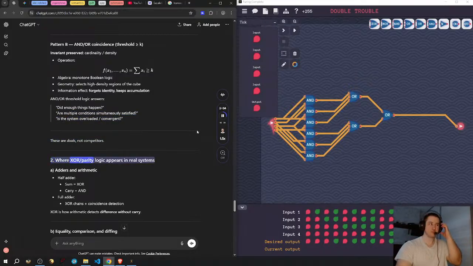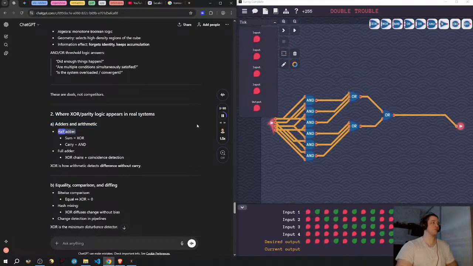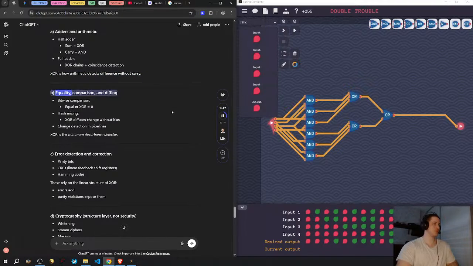2. Where XOR parity logic appears in real systems. A. Adders and arithmetic. Half adder: sum equals XOR, carry equals AND. Full adder: XOR chains plus coincidence detection is how arithmetic detects difference without carry. B. Equality, comparison, and diffing. Bitwise comparison: equal means XOR equals 0. Hash mixing: XOR diffuses change without bias. Change detection in pipelines: XOR is the minimum disturbance detector.